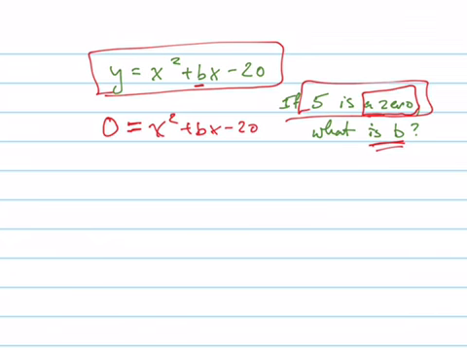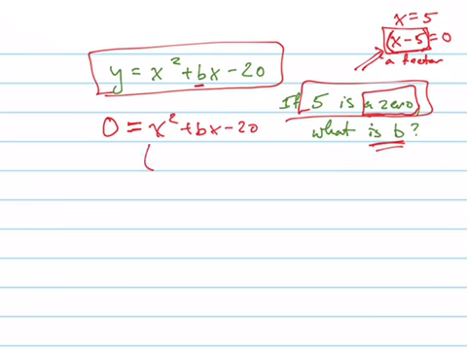What this means is if 5 is a 0, then think of it like this. X equals 5. And how can I turn that into a factor? I'm going to subtract 5 from both sides. So there's one of my factors. If 5 is a 0, that means x minus 5 is a factor. That makes sense?